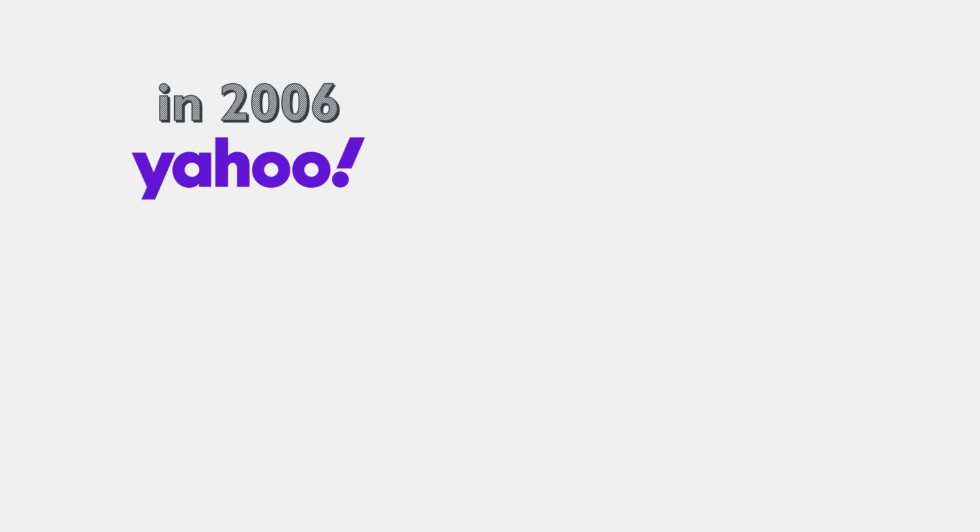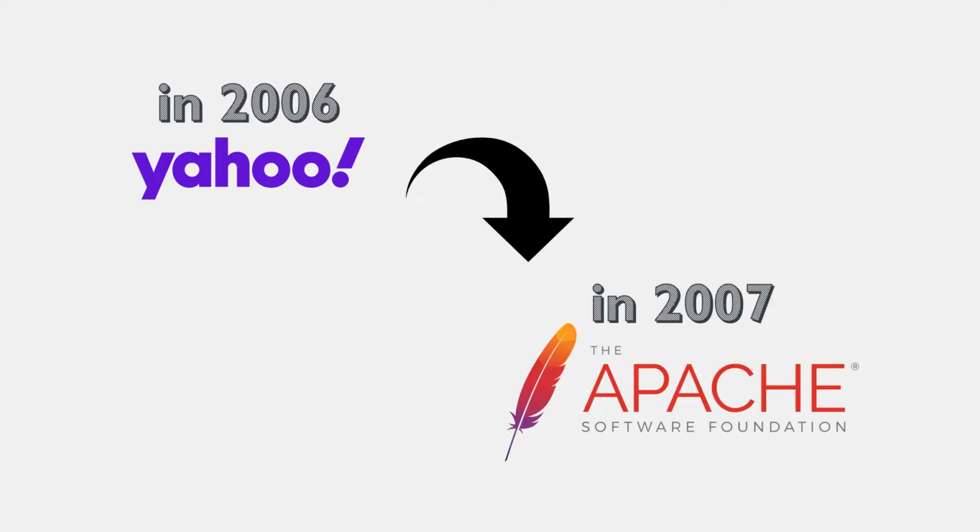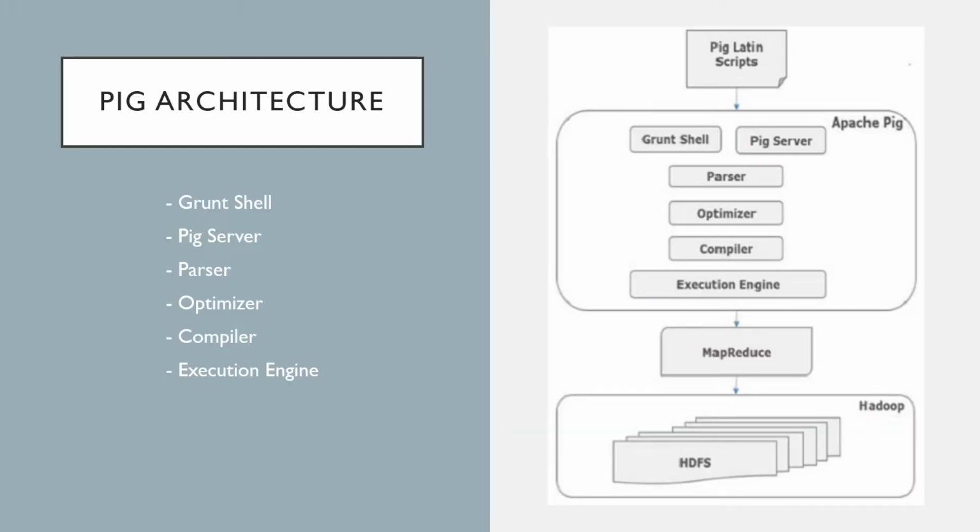From Yahoo in 2006 to Apache Software Foundation in 2007, Apache Pig is an open source framework with its high-level data flow language called Pig Latin. The Pig architecture has four parts: parser, optimizer, compiler, and the execution engine. The parser handles the Pig scripts and outputs a directed acyclic graph. The directed acyclic graph, also known as DAG, is a data flow diagram, and it contains logical operators and the data flow. The optimizer then takes this DAG and logically optimizes by using functions like projection and pushdown.